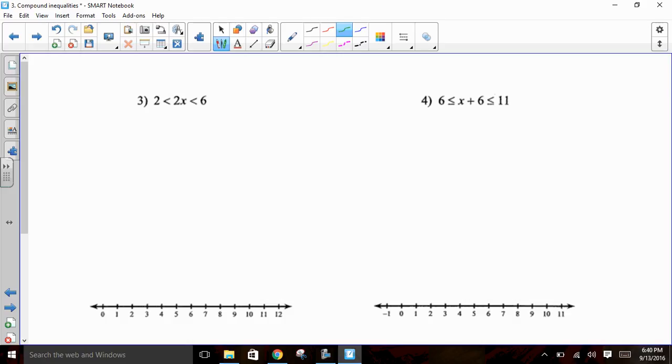If that was just a normal 2x, how would I get x by itself? What would I do? Well, I would divide. And I would divide by 2. So when I do it here, I need to divide every single piece. 2 divided by 2 gives me 1. 2x divided by 2 gives me x. And 6 divided by 2 gives me 3. Now, again, I did not divide by negatives, so I keep my signs the same.